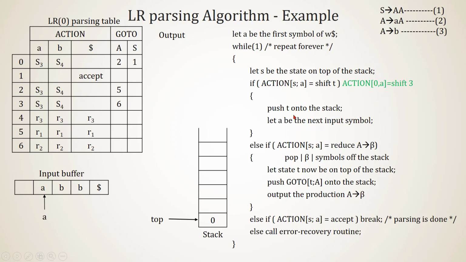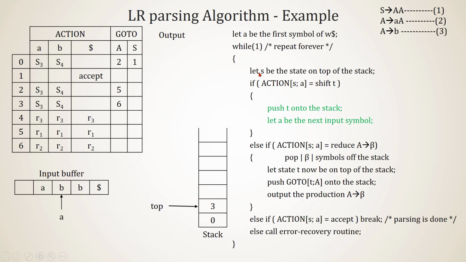So I have to perform these two operations. Push t onto the stack. What is t? t is 3. S3 means shift 3, so t is 3. And let a be the next input symbol, so the pointer A will move towards the right. So 3 is pushed to the stack, and A moves towards the right. Since this condition is true, the remaining conditions will not be checked.